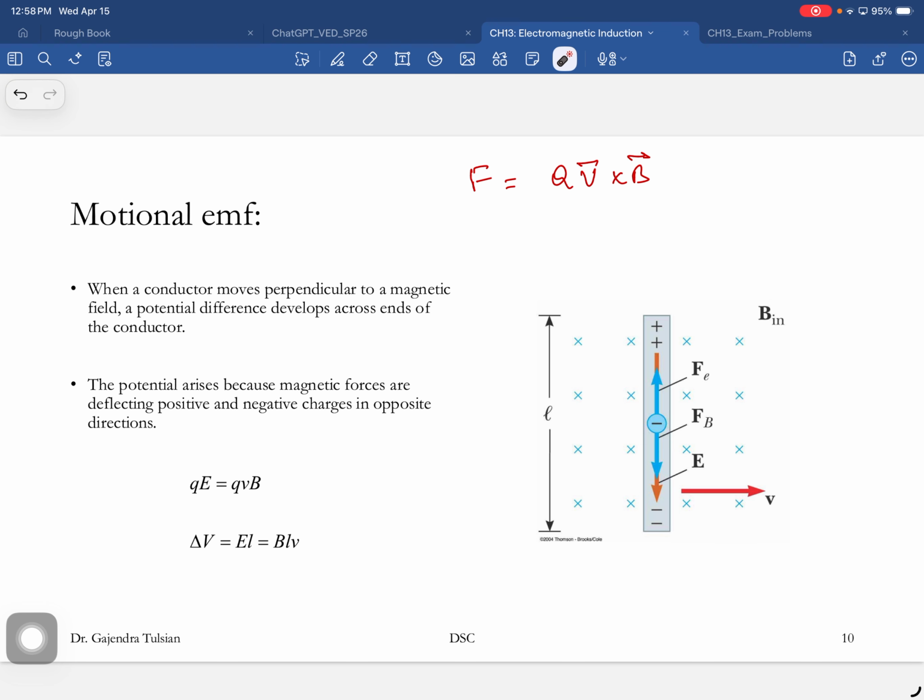If you move the rod parallel to the magnetic field, no voltage will develop. If you move it perpendicular to the magnetic field, this is the voltage that develops. And if you move it at an intermediate angle, all you do is take the component of the velocity perpendicular to the magnetic field.